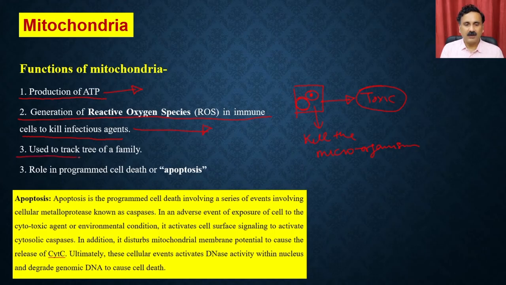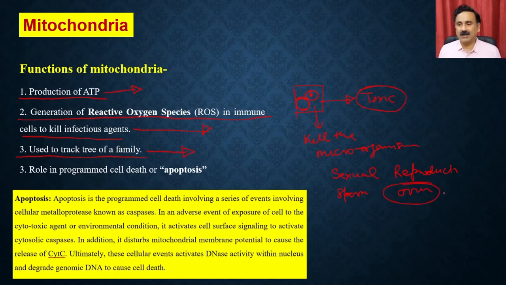Then the mitochondria is used to track the tree of a family. If you see how sexual reproduction occurs, you have two gametes: the sperm and the ovum. This ovum is a complete cell. It contains all the organelles, so it contains the mitochondria also. Whereas the sperm contributes only the DNA. So when there is a fusion of the sperm and the ovum, it takes the DNA part from the sperm, whereas it takes all other organelles from the ovum.